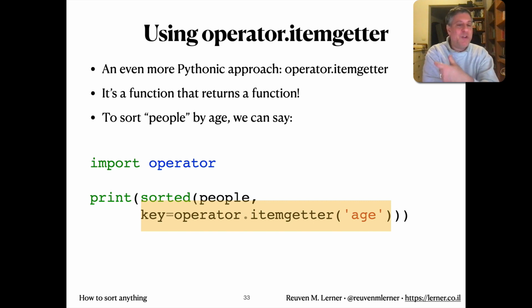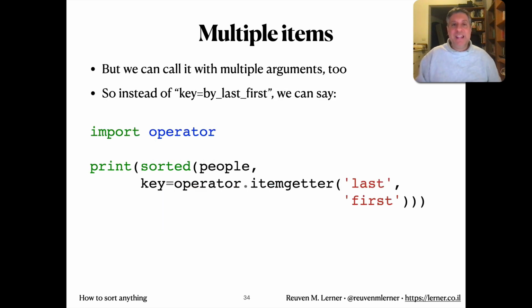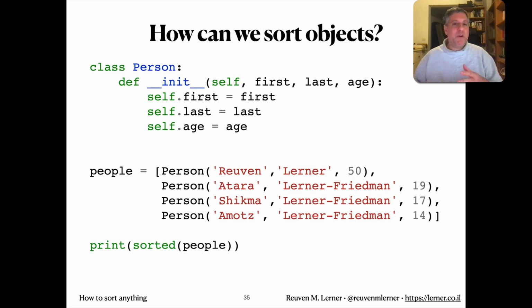And what this means is it's going to return a function that effectively runs square brackets age on whatever element it gets, meaning this will allow us to sort people by age. This is so much easier than we could have done ourselves, and we do less work. So, hey, all the better. I can even give it multiple arguments. If I say itemgetter of 'last' and 'first', this is just what I did now, either with my by_last_first or with my lambda. But again, much easier, and it allows me to ensure that I don't have to worry about writing my own code.